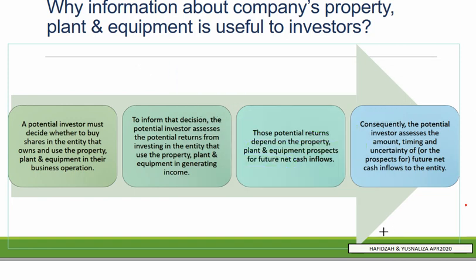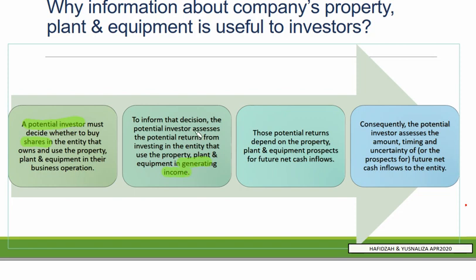Why is information about a company's property, plant and equipment useful to investors? As you can see here, a potential investor must decide whether to buy shares in the entity that owns and uses the property, plant and equipment in its business operation. So potential investors need to make a decision about this, all right? If I can highlight it, potential investors must decide whether to buy shares, a decision about shares. To inform that decision, the potential investors assess the potential returns from investing in the entity that uses the property, plant and equipment in generating income, right?